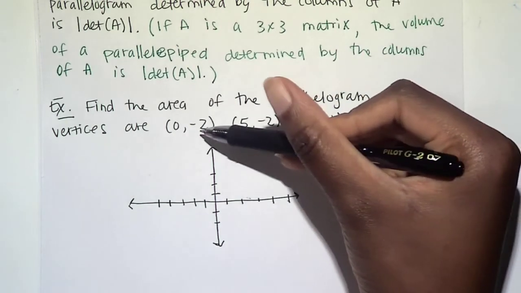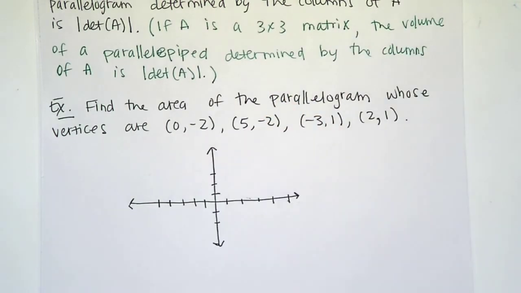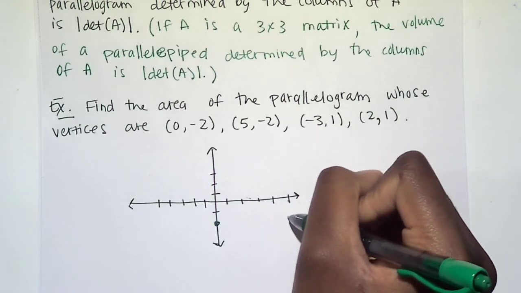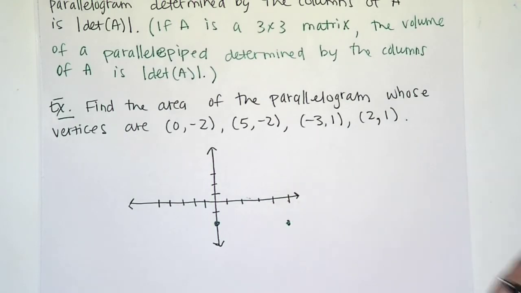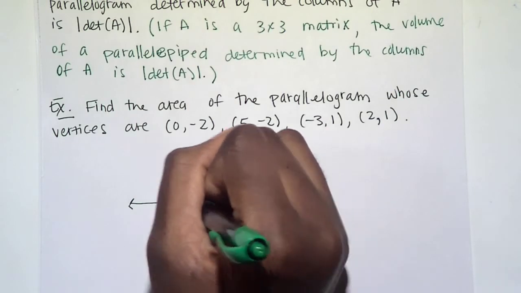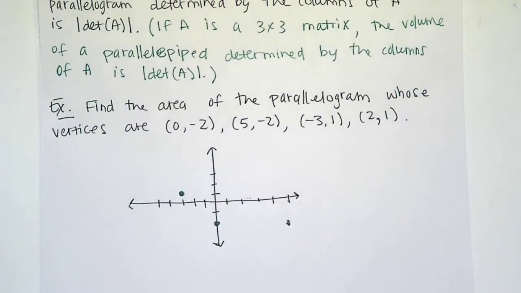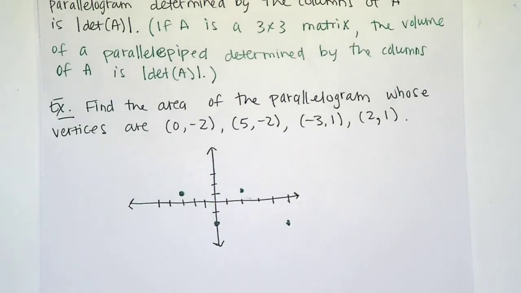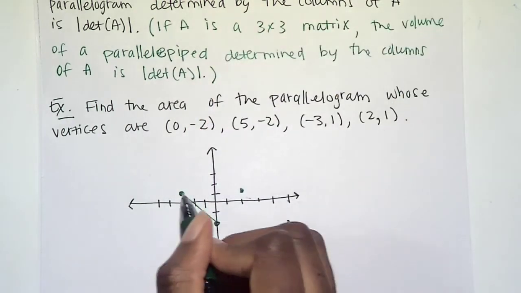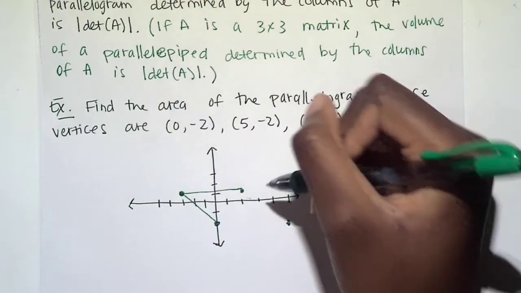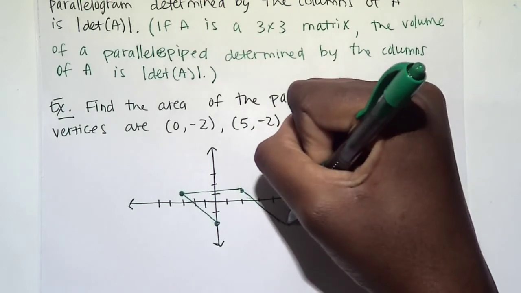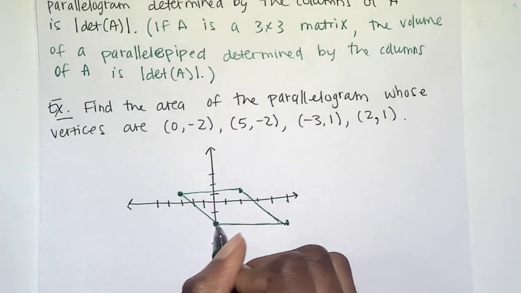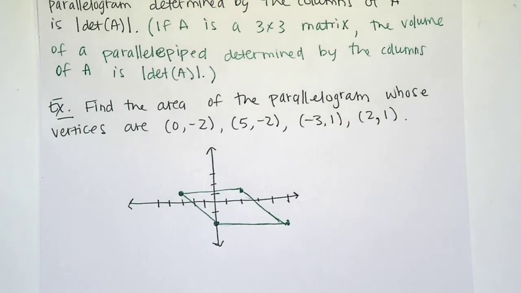All right, what do we have here? (0, -2). I'm going to use a different color. All right, connect our dots. Pretend that this is correct. So this is our parallelogram.